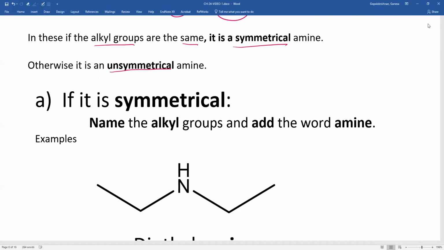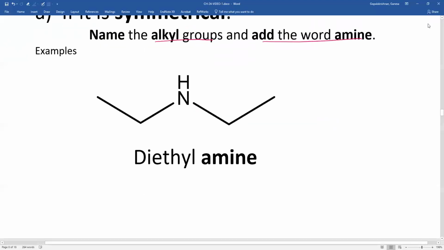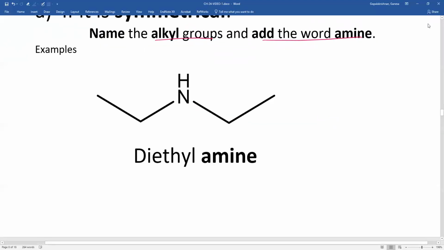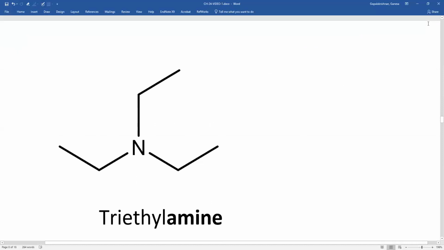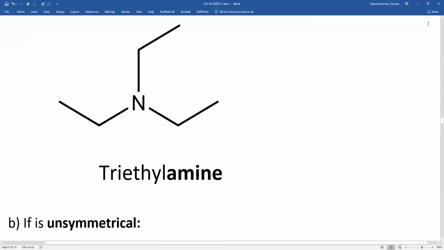How to name a symmetrical amine? Just name the alkyl groups and add the word amine. In this case, you have 2 ethyl groups, so it is diethylamine. In the second one, there are 3 ethyl groups, triethylamine. Pretty easy.